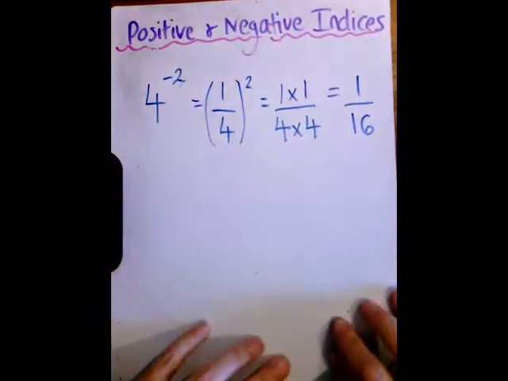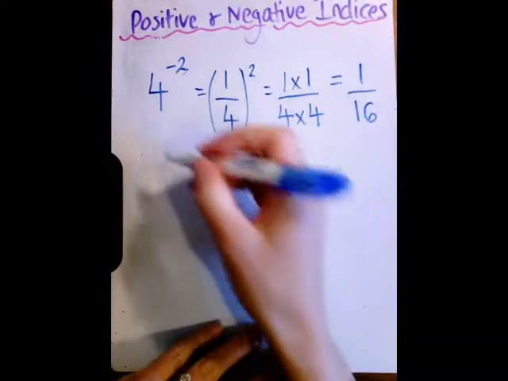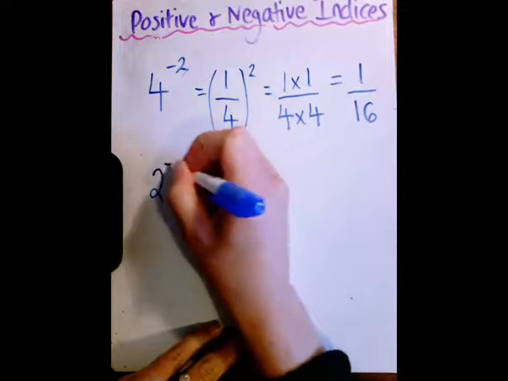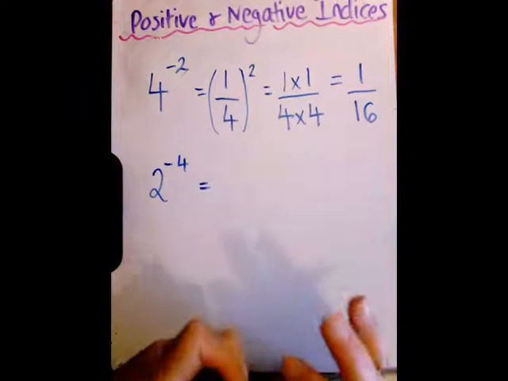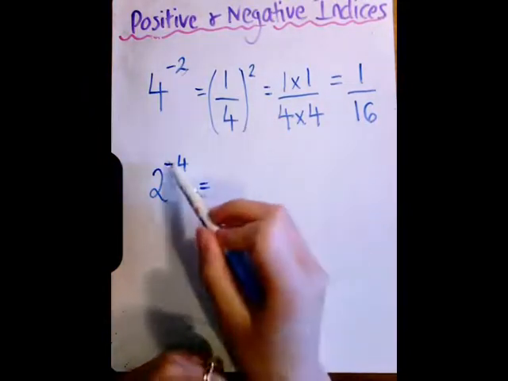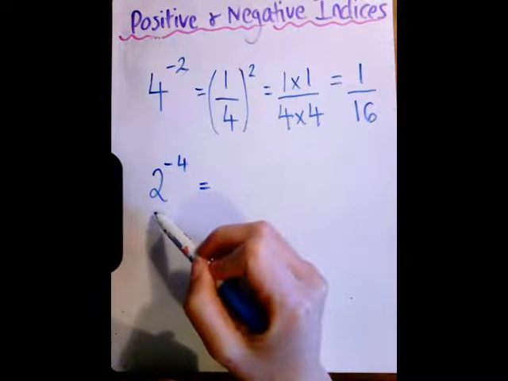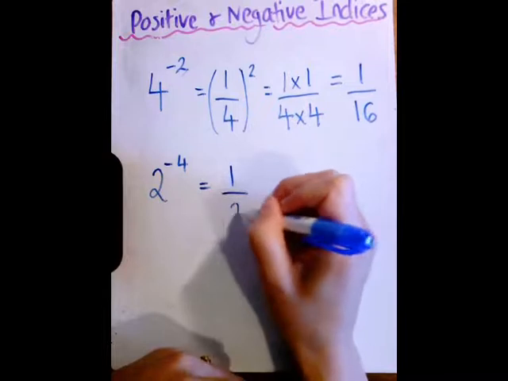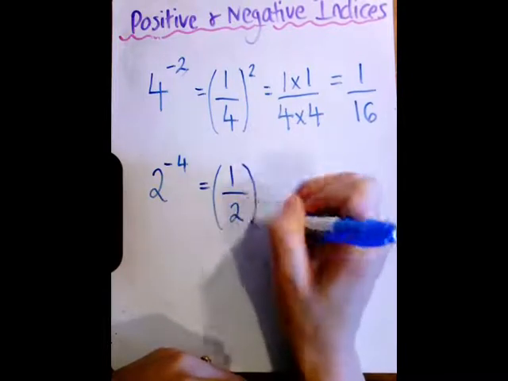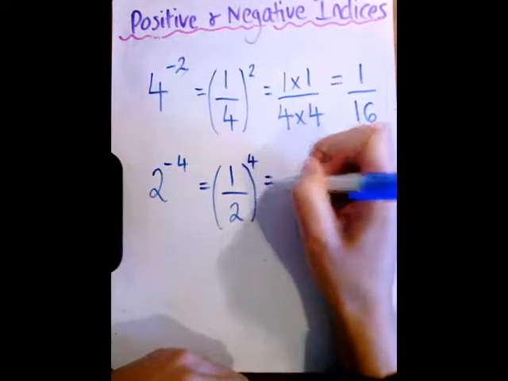So if we just try another one of these, let's say we had 2 to the negative 4. The first step you must remember to do is remember that the negative means we need the reciprocal of this value. So that means 1 divided by this number, so 1 divided by 2. And then because it was the power of negative 4, all of this to the power of 4.